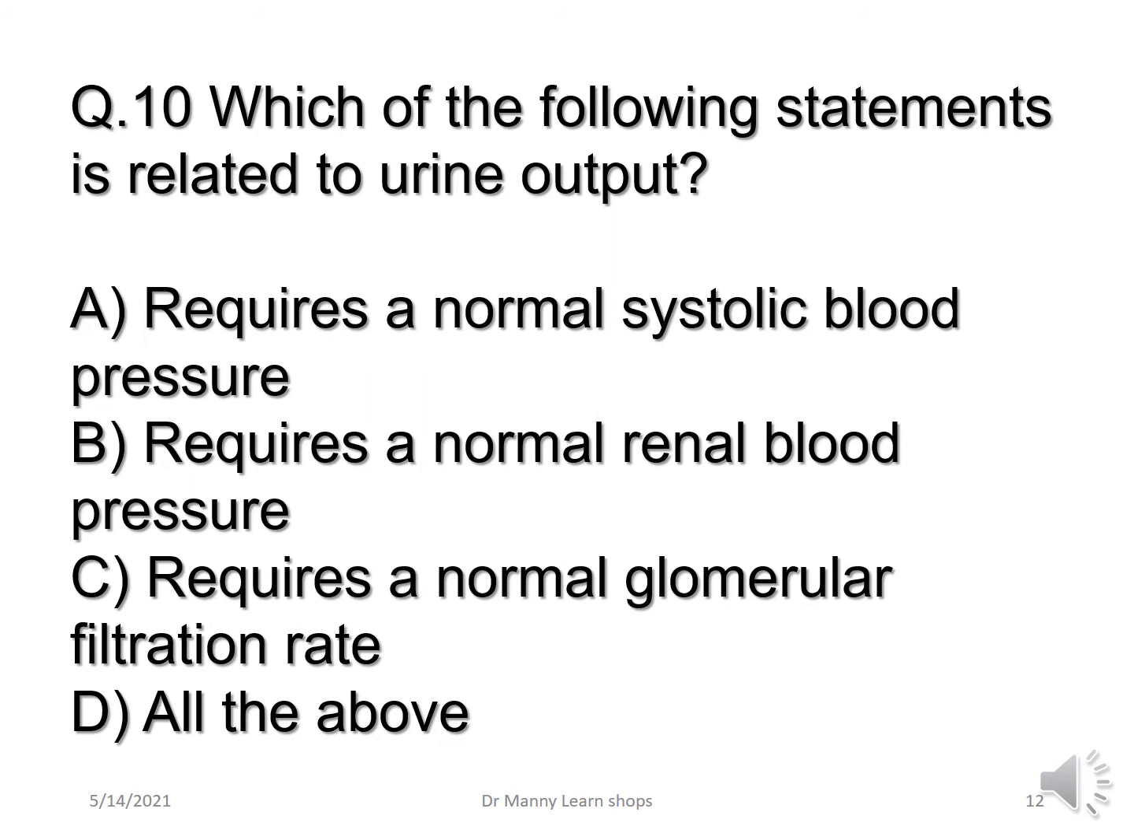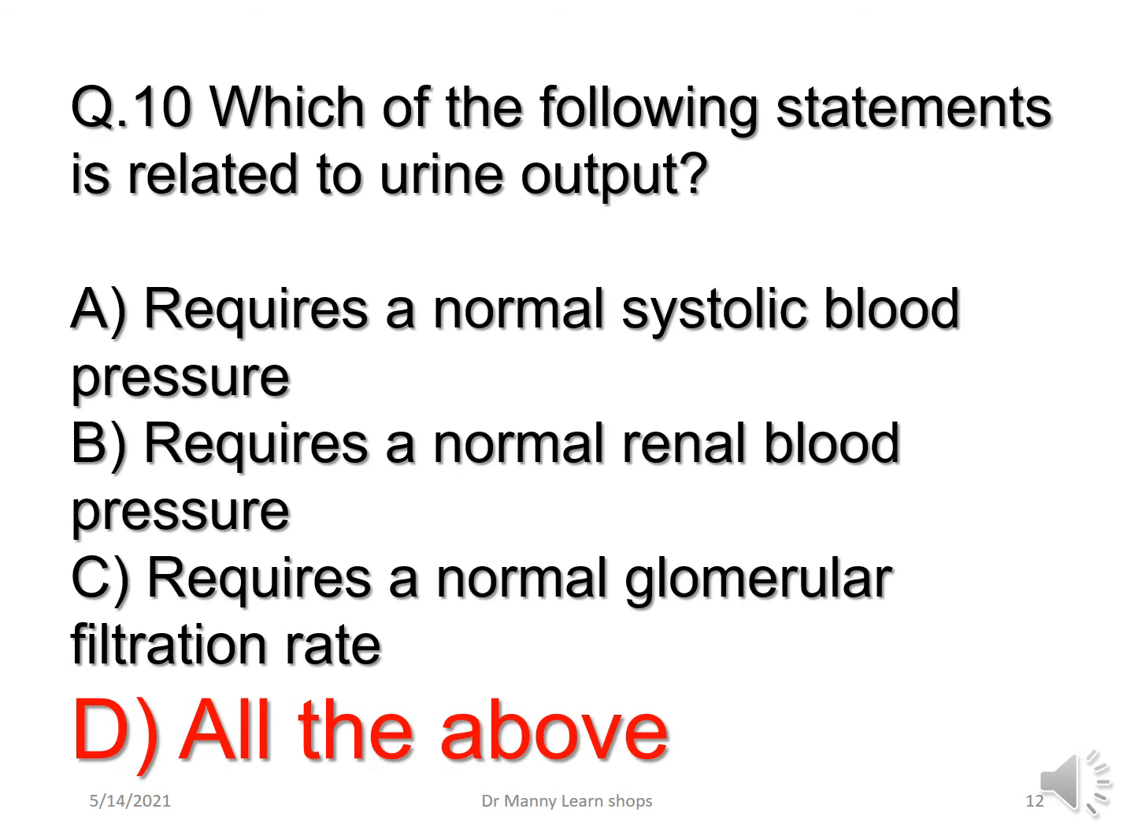Question 10. Which of the following statements is related to urine output? In order to have a urine output, you require a normal systolic blood pressure. It requires a normal renal blood pressure. It requires a normal glomerular filtration rate. Or is it all of the above? The correct answer is it is all of the above.